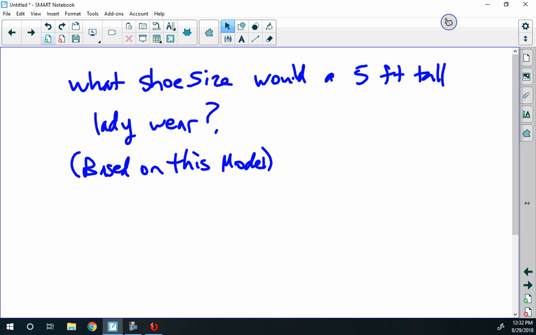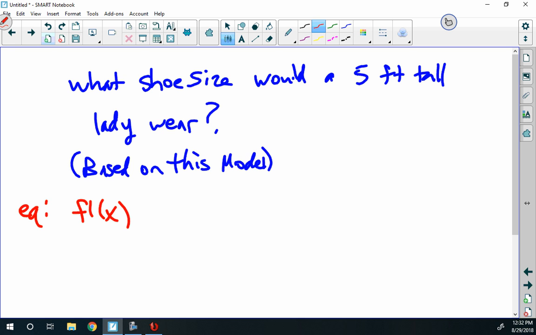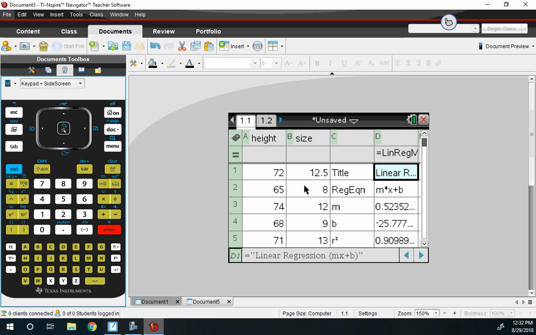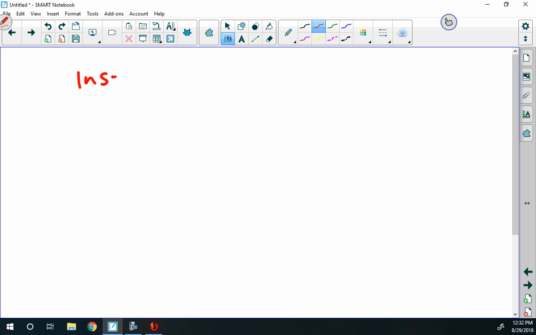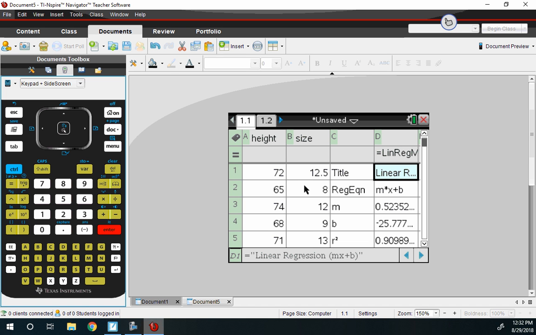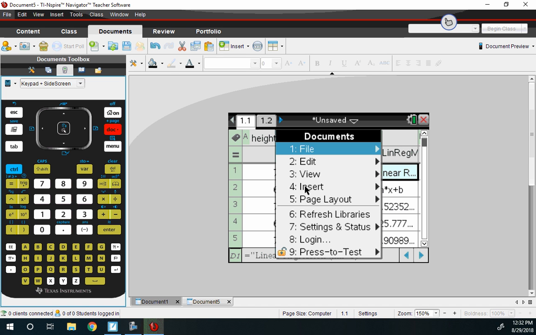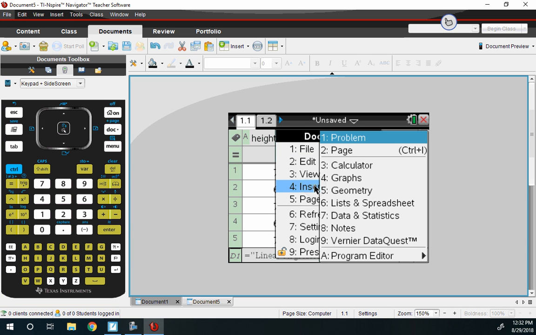Now, I don't know if you guys noticed, when we ran that regression, did you see where it saved the equation? I mentioned it just in passing, real briefly. Our equation is f1 of x. I don't know if you noticed that. So what I can do is insert a calculator page. How do we do that to our document? Doc, good. And then insert, and then calculator, awesome.